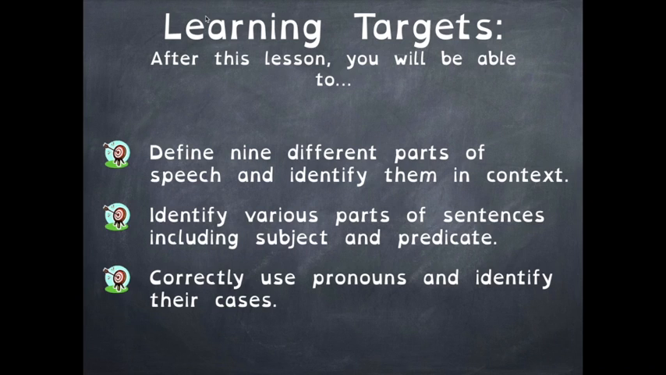Your learning targets for this unit are to be able to define the 9 different parts of speech and identify them in context. Be able to identify various parts of sentences, including the subject and predicate. We're going to go over that today. And to be able to correctly use pronouns and identify their cases. We're going to go over that another day.